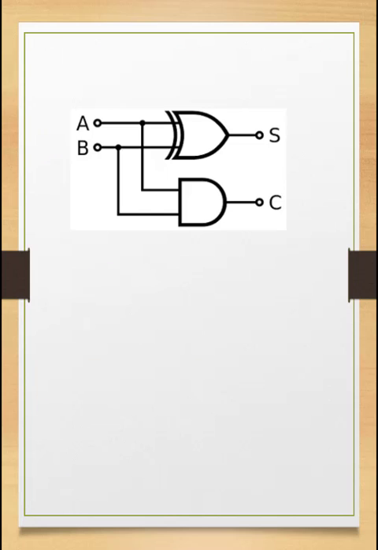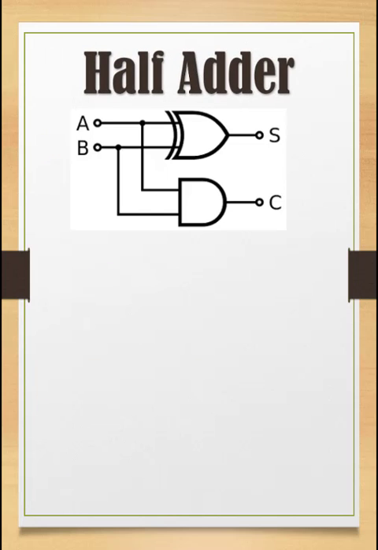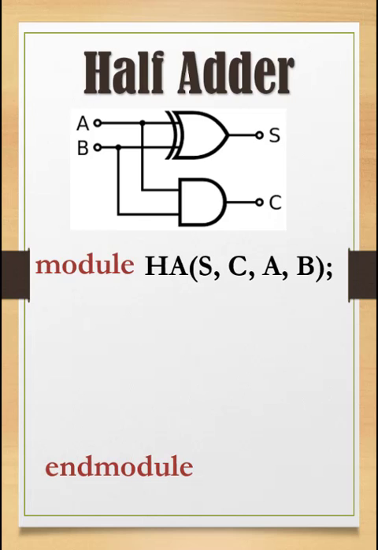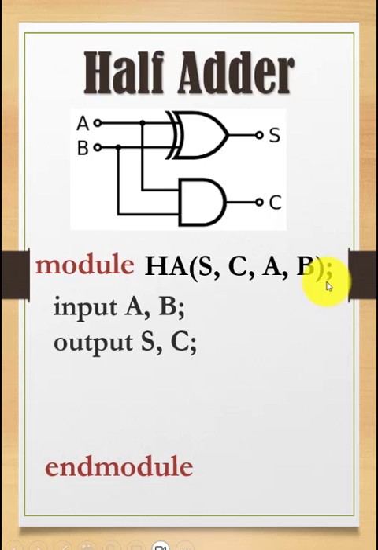Now let us take one example, that is nothing but a half adder. Now I repeat, the program starts with module and ends with end module. Here the name of this circuit I am giving as HA, which is nothing but half adder, and I am defining the variables: half adder, sum, carry and a, b in brackets, ends with semicolon. And I am also mentioning that the variables a and b are inputs and s and c are outputs.